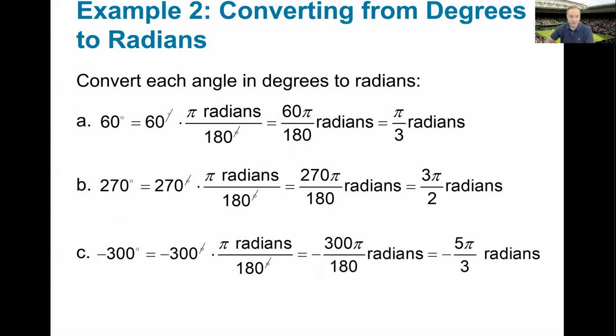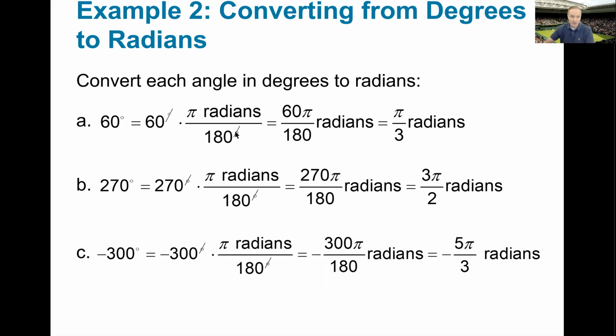Now, let's look at some examples of that. So I start off with 60 degrees here, and I want you to tell me the equivalent radian measure. No problem. 60 degrees, I know I'm going to divide by 180 degrees, multiply by pi radians.